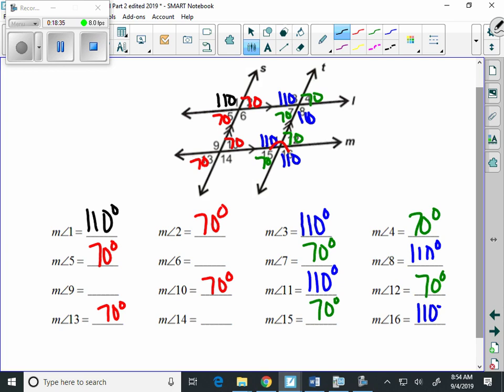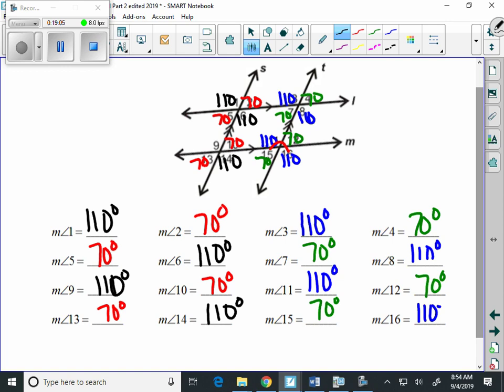Angle 1 is vertical to angle 6, so it's going to be 110. Angle 6 is underneath and to the right, so angle 14 is underneath and to the right. And angle 14 is vertical to angle 9, which gives us the 110.